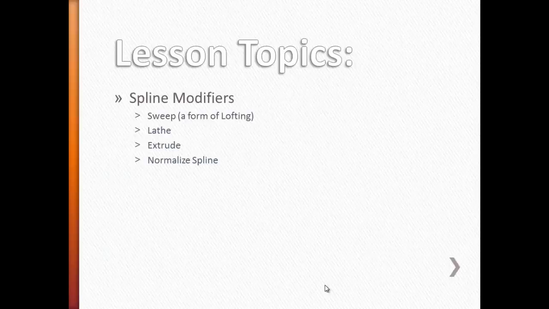Another modifier that can be used is Normalize spline. It doesn't create a 3D shape like the first three do, but it can be useful for preparing the shape for further modeling. The second half of this video lesson will walk you through the process of finishing the weather vane model started in video lesson 3. So, let's take a look at the different spline modifiers.